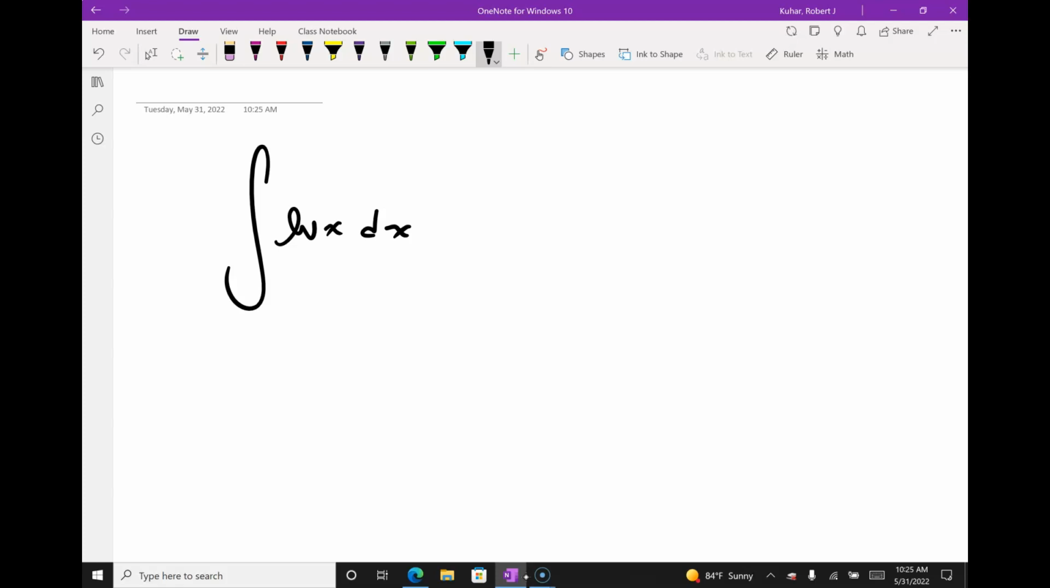Well, I don't have much choice for my LIATE. I do see algebra there: there's a factor of 1, and there's a factor of ln, the function ln of x. But ln is first on my list of LIATE, so I'm going to let u equal ln of x. I've got my u, I need my dv. Everything else is dv. So dv has got to be what?